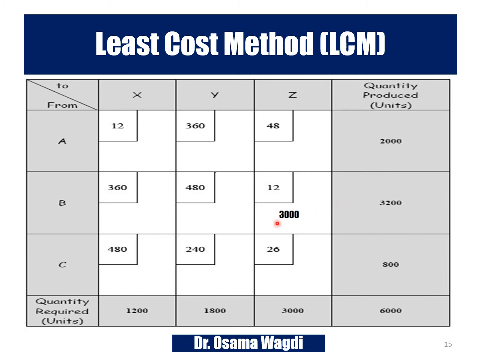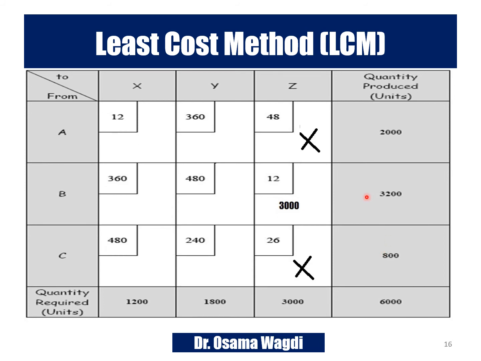When we pick the 3000 from the row of quantity required, I will subtract it from the 3200 from the column of quantity produced. So when I pick the 3000 from this row, it will be 0. So I will cross this column. This will be an empty cell, and this also will be an empty cell. And this number, instead of 3200, when I make the subtraction, becomes 200.